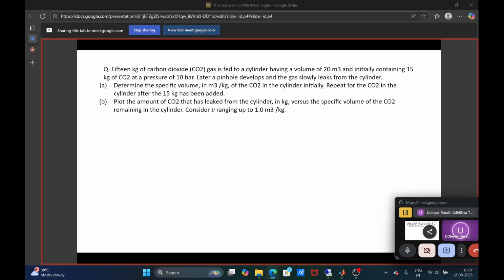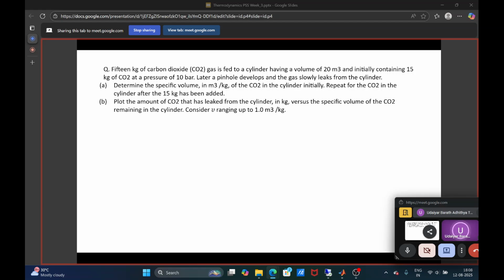We have 15 kg of carbon dioxide gas which is fed to a cylinder having a volume of 20 meter cube and initially containing 15 kg of CO2 at a pressure of 10 bar. Later a pinhole develops and the gas slowly leaks from the cylinder. So that's the scenario, and the pinhole causes the CO2 to start leaking out.